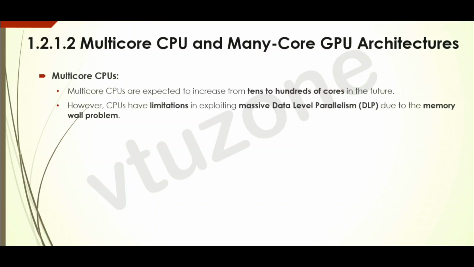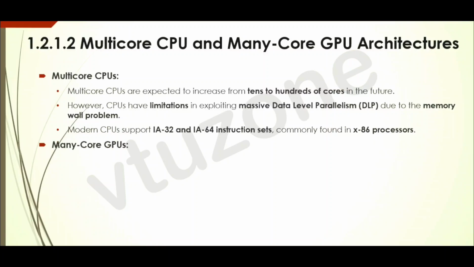Then they are great at running multiple tasks at once, that is parallelism, but struggle with handling huge amounts of data efficiently. It's called the memory wall problem. Next is, most modern CPUs use 32-bit or 64-bit instruction sets commonly seen in x86 processors.